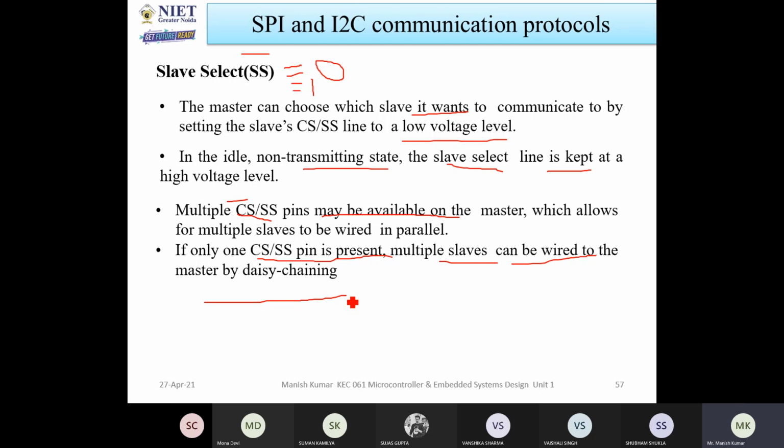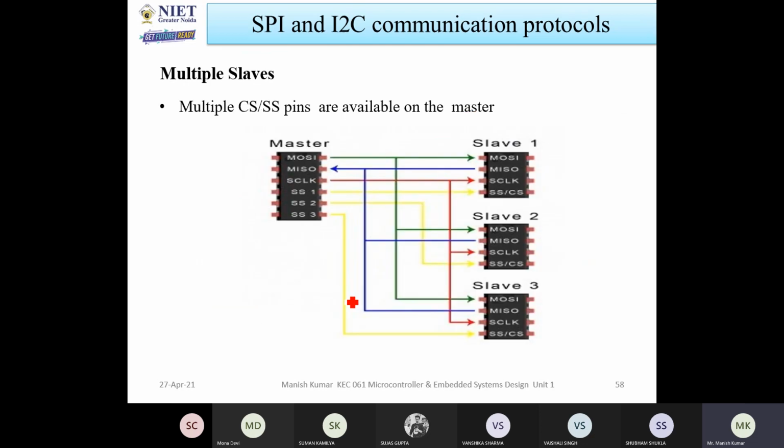So these pins are only responsible for selecting which slaves you want to select. Now you can see this is a case of multiple slaves. There are 3 common lines: MOSI, MISO, and SCLK. There are 3 slave devices, so for the 3 slave devices you need 3 select lines: SS1, SS2, SS3. Understand?